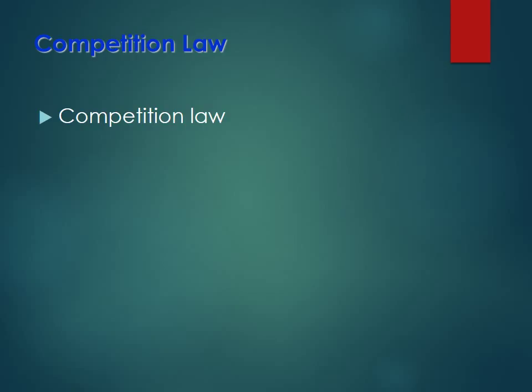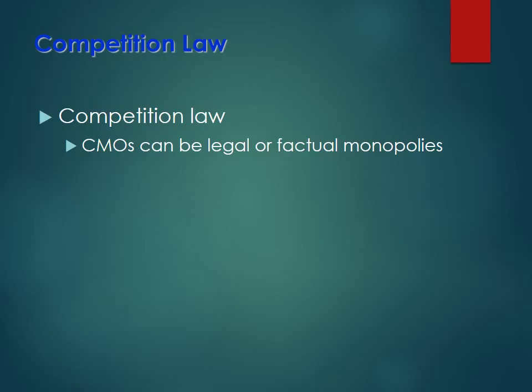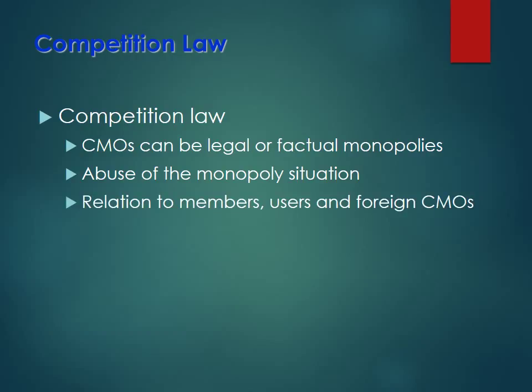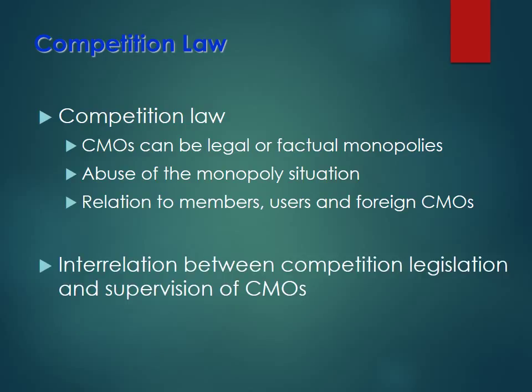In many cases, CMOs are in a legal or de facto monopoly position. This is particularly so if only one organisation is authorised at any given time to function as a CMO. Whereas a monopoly position is not illegal as such, abuse of such a position is not allowed. The stipulations of competition law may have relevance in 3 different relations in the work of a CMO: the relation between the CMO and its members, the relation between the CMO and users, and the relation between 2 CMOs in different countries. For a policymaker, it is important to understand the interrelation between competition legislation and stipulations concerning the supervision of CMOs, as these should be in harmony with each other.